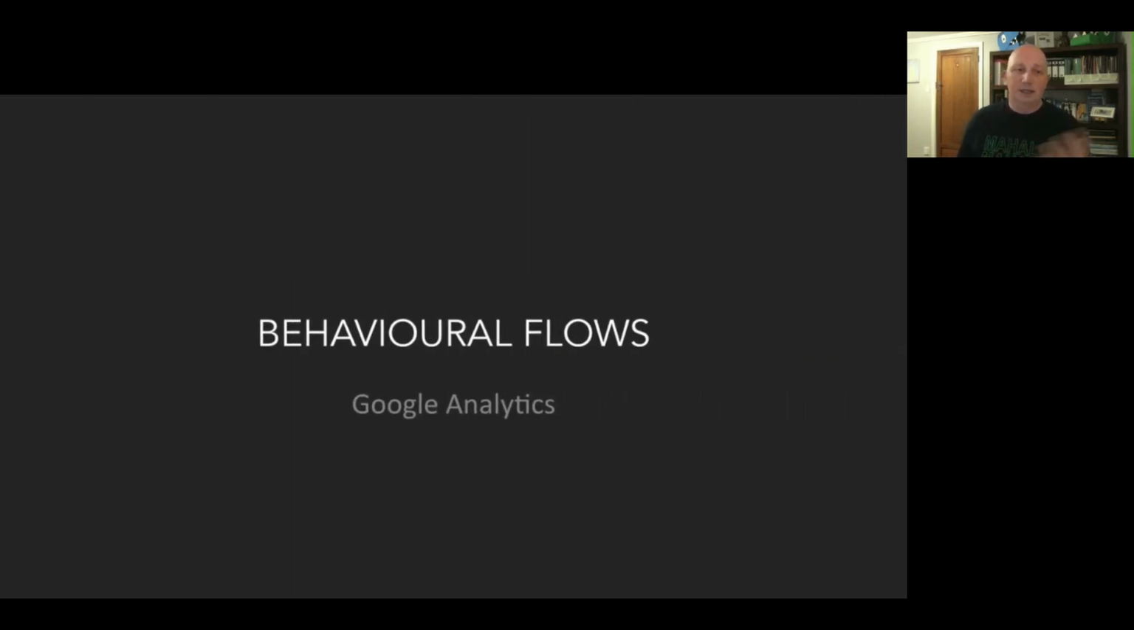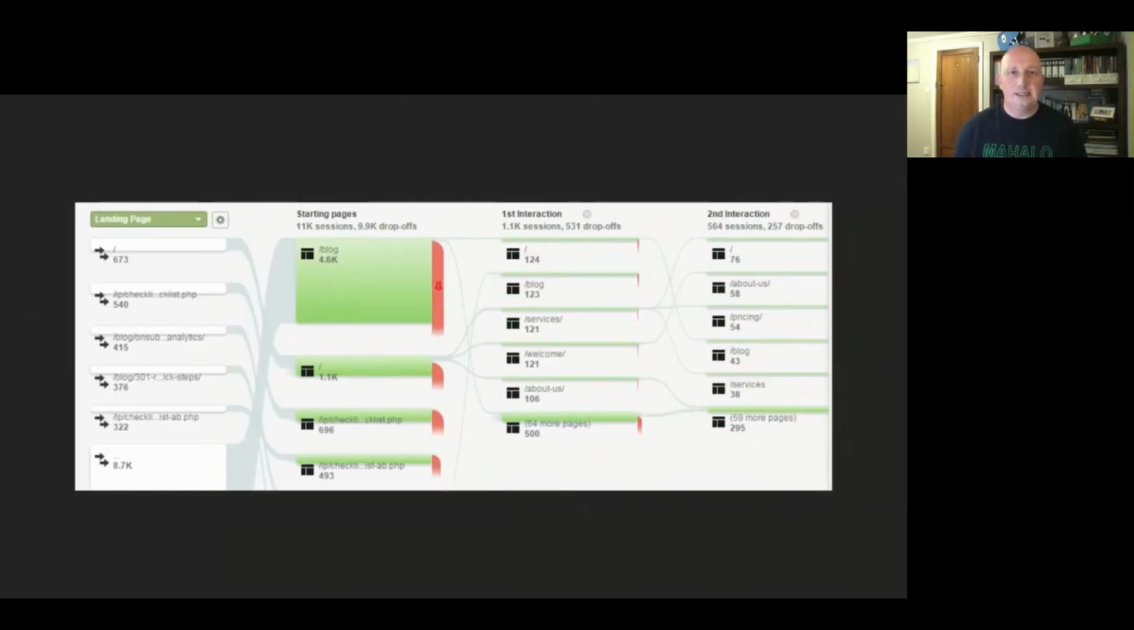Next, behavioral flows. Behavioral flows in Google Analytics are a really good way of doing some analysis of your users. In Universal Analytics, you can see a behavioral flow like this. In GA4, they're slightly different and slightly hidden away. They're in the custom section under pathway flows. What's really good about these is you can see how people go from one page to another, and with the red lines where people drop off.